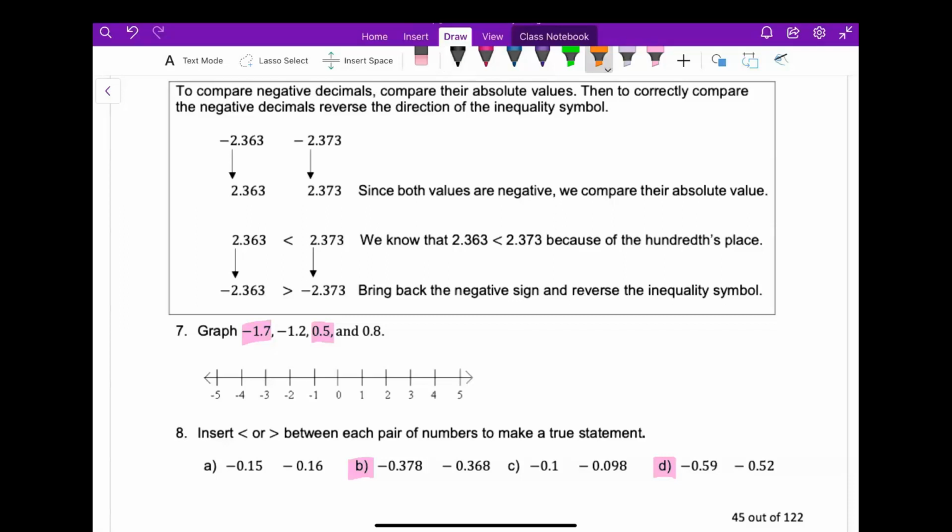All right, so in this one, we're comparing negative decimals. And that's really important because the rules change just a little bit. We add an additional step to the front. It says we're going to compare their absolute values.